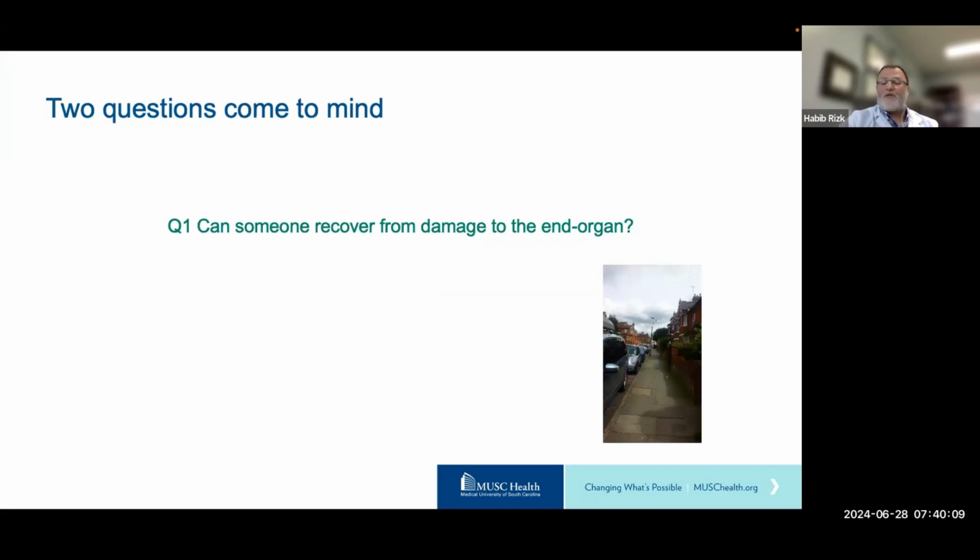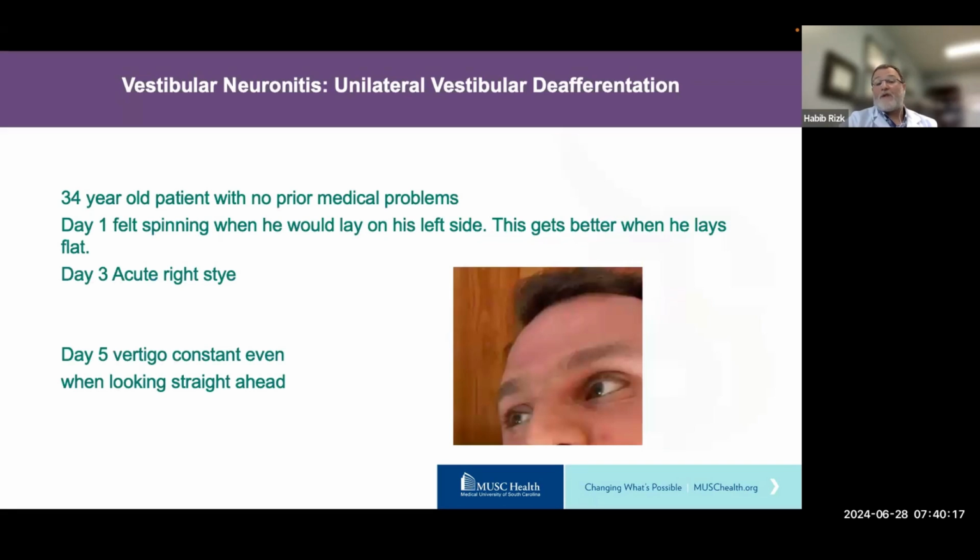And from there, we can talk about how you recover from damage to the end organ, the peripheral vestibular system. Well, the first case is in case of a unilateral deafferentation. This is a personal case because that's me, and that's a few years ago when I had a neuronitis. And I'm going to walk you through the symptoms I had.